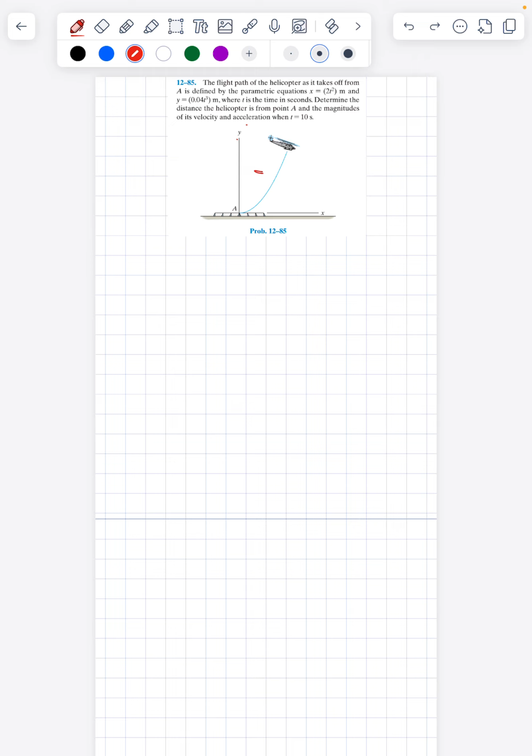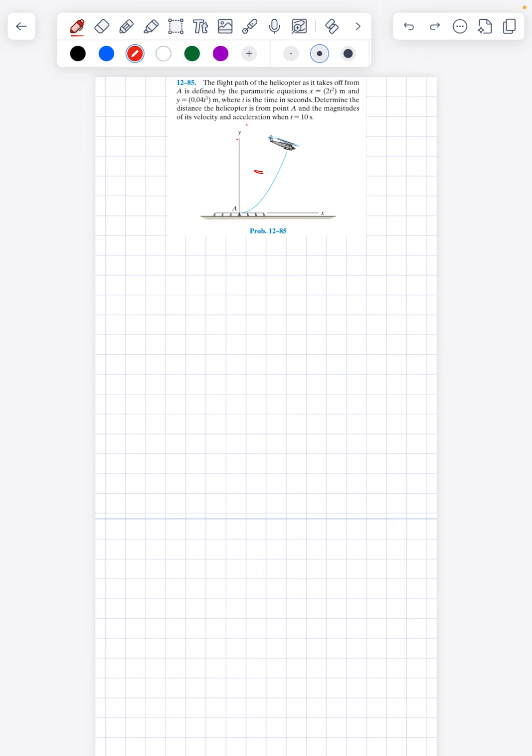Let's read first. The flight path of the helicopter as it takes off from A is defined by the parametric equations x is equal to 2t² meters and y is equal to 0.04t³ meters, where t is the time in seconds. Determine the distance the helicopter is from point A, and the magnitudes of its velocity and acceleration when t is equal to 10 seconds.